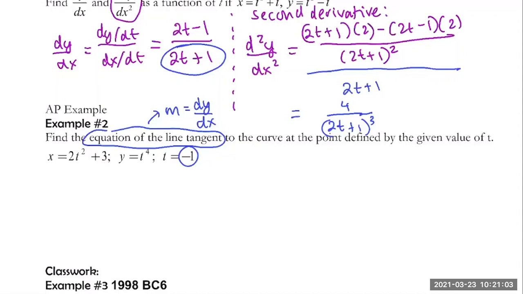Plug the -1 in. If you plug the -1 into t, you're going to get the x coordinate and the y coordinate. So you can write in your notes, you need x of -1 and y of -1. That's going to be your coordinate point, which is equal to, when you plug -1 in, 5 for your x, and 1 for your y. Okay, go on, you can do this. Go ahead and find dy/dt over dx/dt.